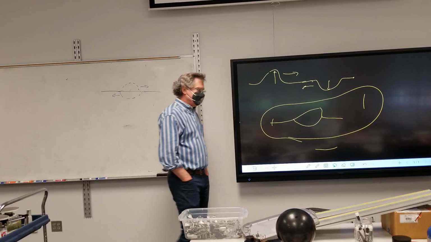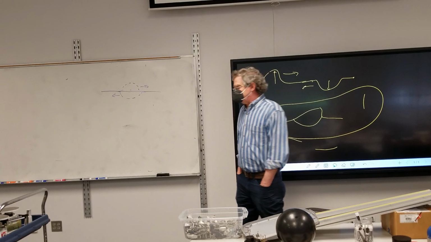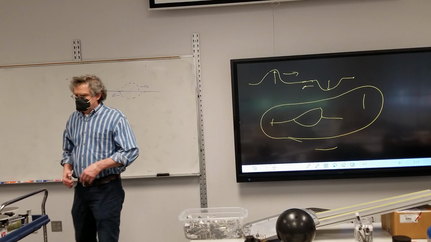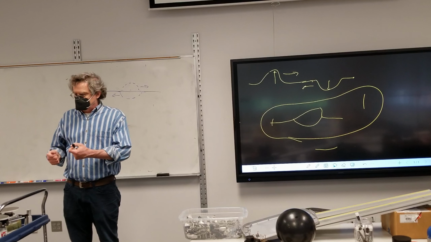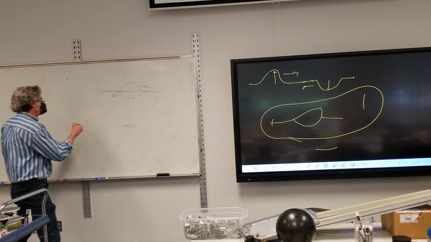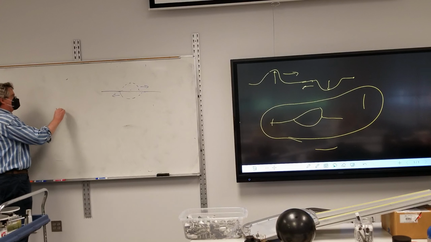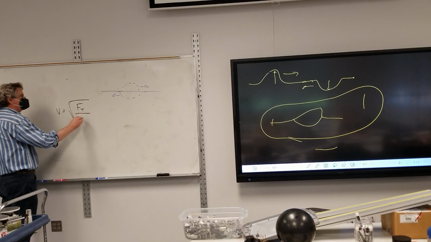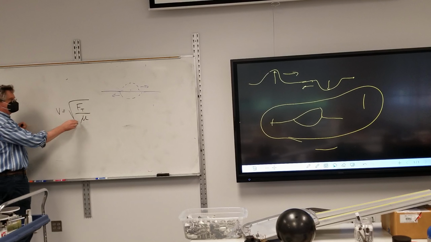All right. Now, the biggest place that people will make mistakes. It took me a couple years before I finally figured out where the common problem was. The speed of a wave is the square root of the tension over the linear density.